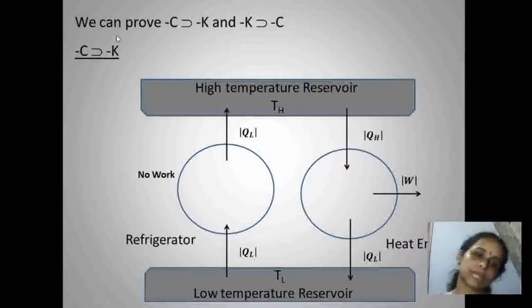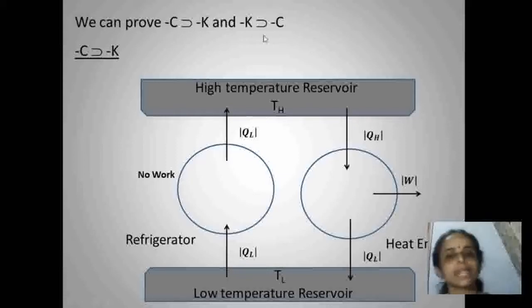How can we prove that? We have to first take minus C implies minus K. Then next we have to prove minus K implies minus C. Minus C implies minus K, we have to first prove this one.